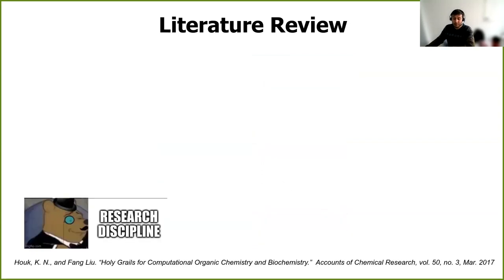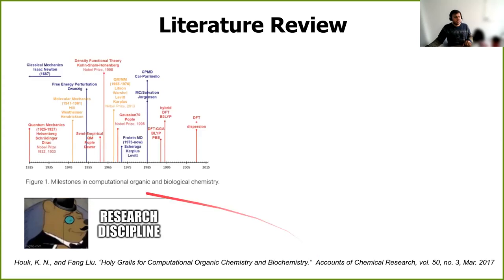And one of the papers that I read when I was in this transitional phase was this one called Holy Grails for Computational Organic and Biochemistry. So it's still not the holy grail of all of chemistry, but it did mention some of the milestones that happened in the area of simulations. And as you can see, most of these are related to how you calculate your potential energy surfaces, but some of them are also related to how do you move your atoms.